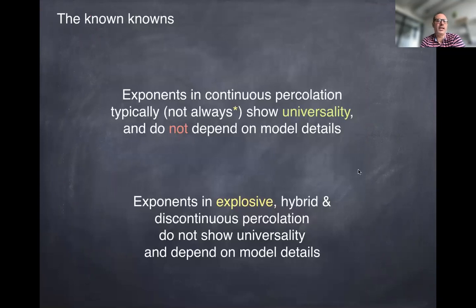And the known knowns are the exponents, which describe this phase transition around RC. In continuous percolation, they typically show universality, meaning they're not dependent on the model details. They may depend on things like the dimension, but even this maybe goes away if you have a system which has a dimension larger than the upper critical dimension. But universality is also not always the case in continuous percolation. So exponents in explosive percolation and hybrid and discontinuous percolation do not show universality and depend on model details.